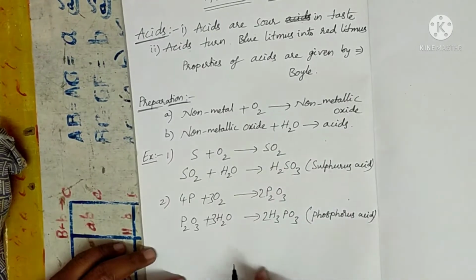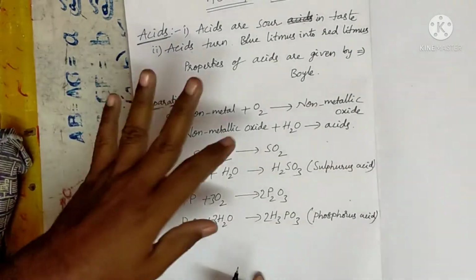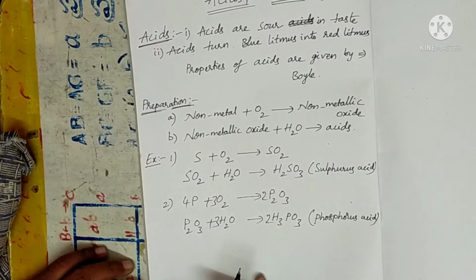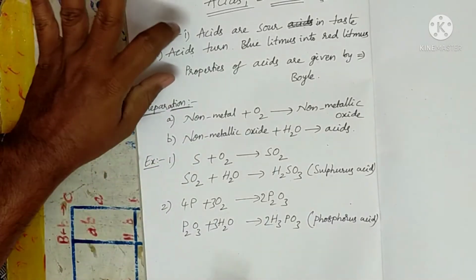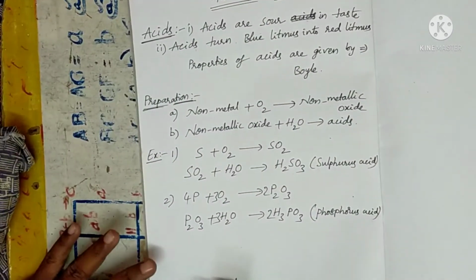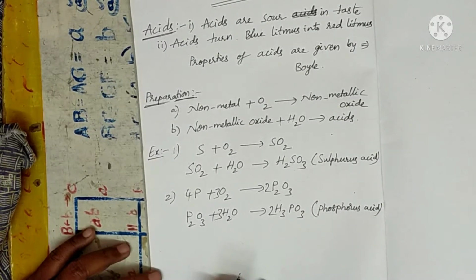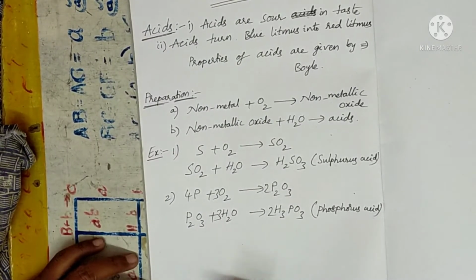Like this, all acids are formed from non-metals. When a non-metal reacts with oxygen, a non-metallic oxide is formed. This non-metallic oxide dissolves in water and forms acids. The two main properties of acids are that they are sour in taste and turn blue litmus into red litmus. These properties are given by Robert Boyle.